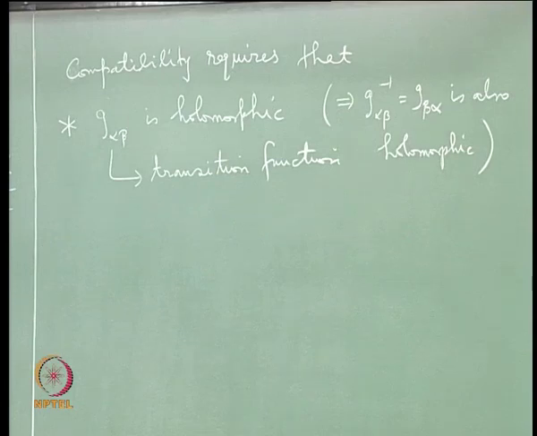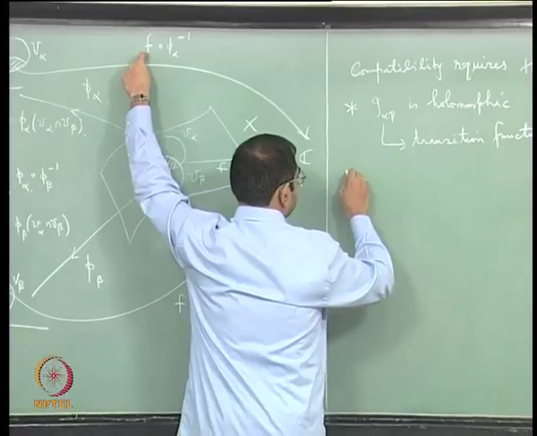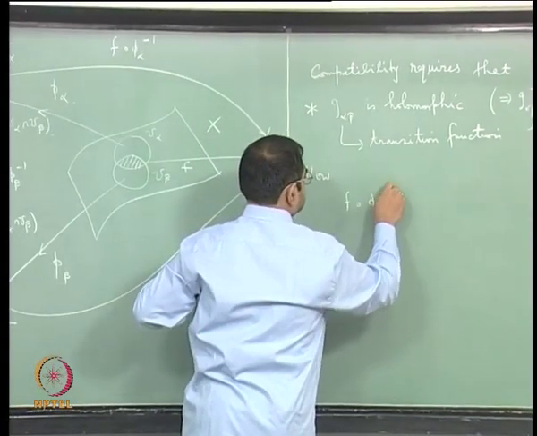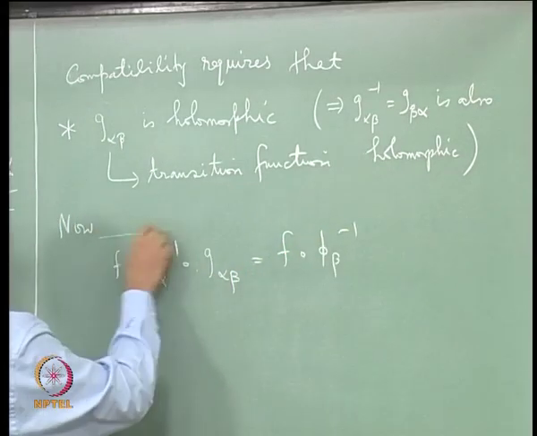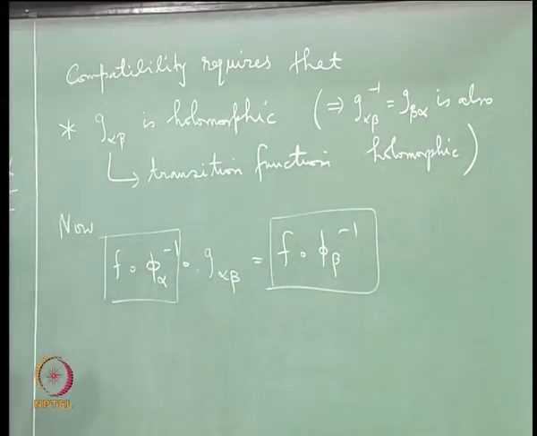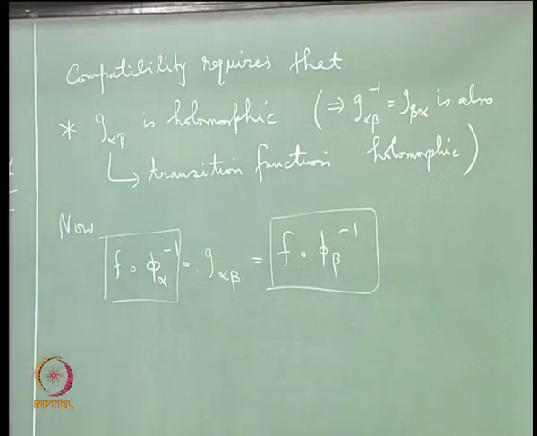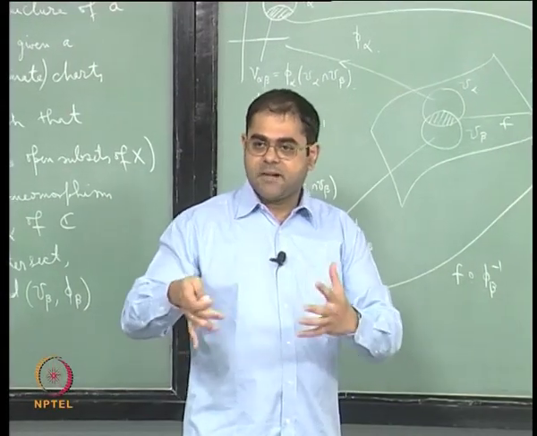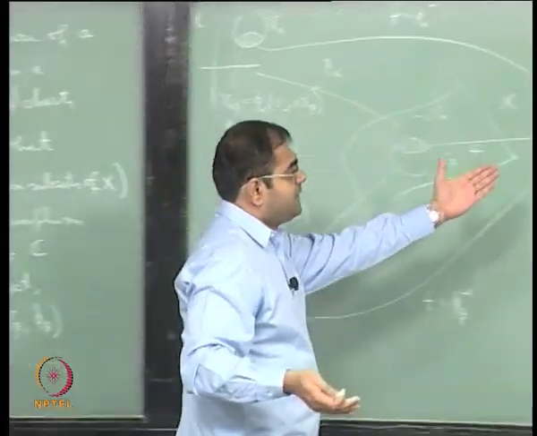And why is it that this compatibility is going to help us? It's going to help us because you see, if I look at F circle phi alpha inverse, and if I compose it with g alpha beta, I'll end up with F circle phi beta inverse. So I have this expression, and what does it say? It says very clearly that since g alpha beta is an isomorphism, this is holomorphic if and only if that is holomorphic. And therefore the holomorphicity of this is equivalent to the holomorphicity of that, and that's exactly what I want. If it is holomorphic with respect to one chart, then it should also be holomorphic with respect to any other chart which intersects this chart. That is the compatibility condition, and it ensures that the holomorphic nature of a function is intrinsic, and doesn't depend on the chart. That's the whole point, and that's where the so called transition functions come in.